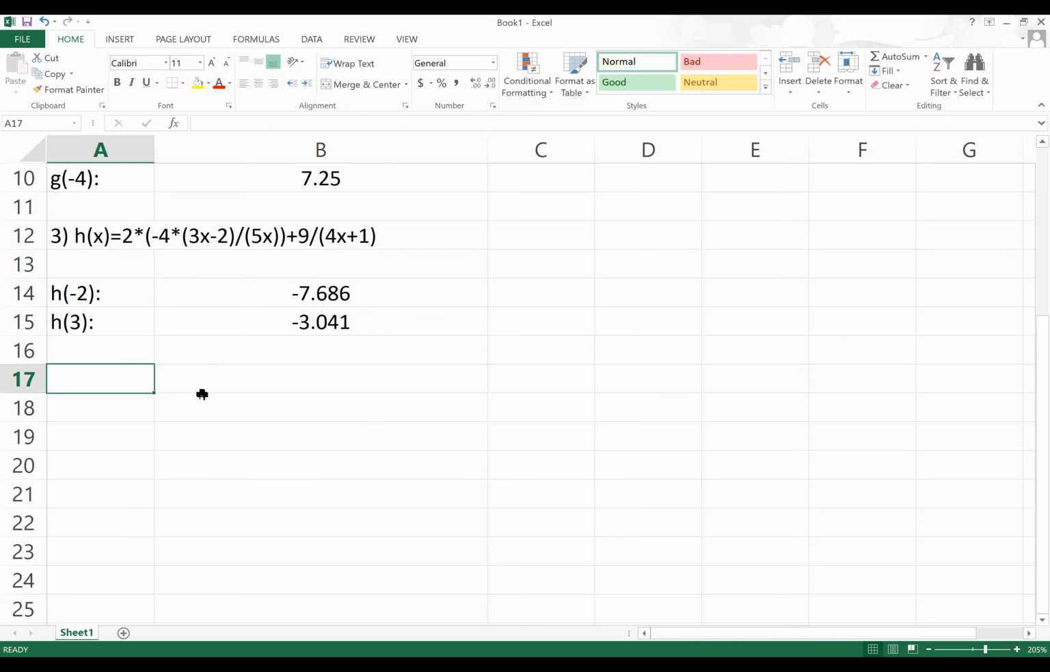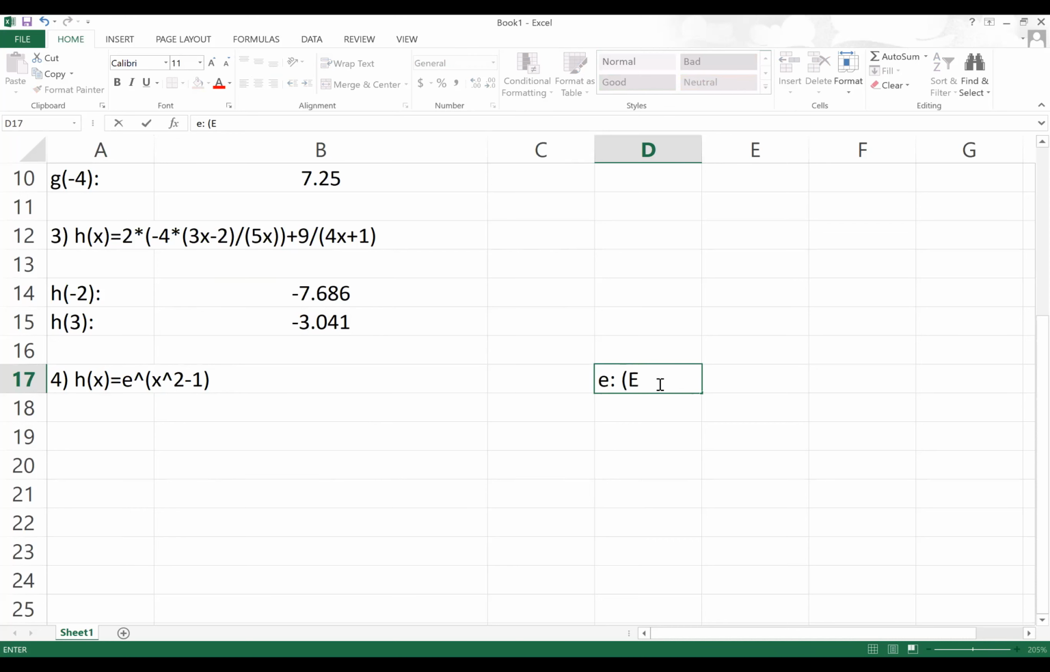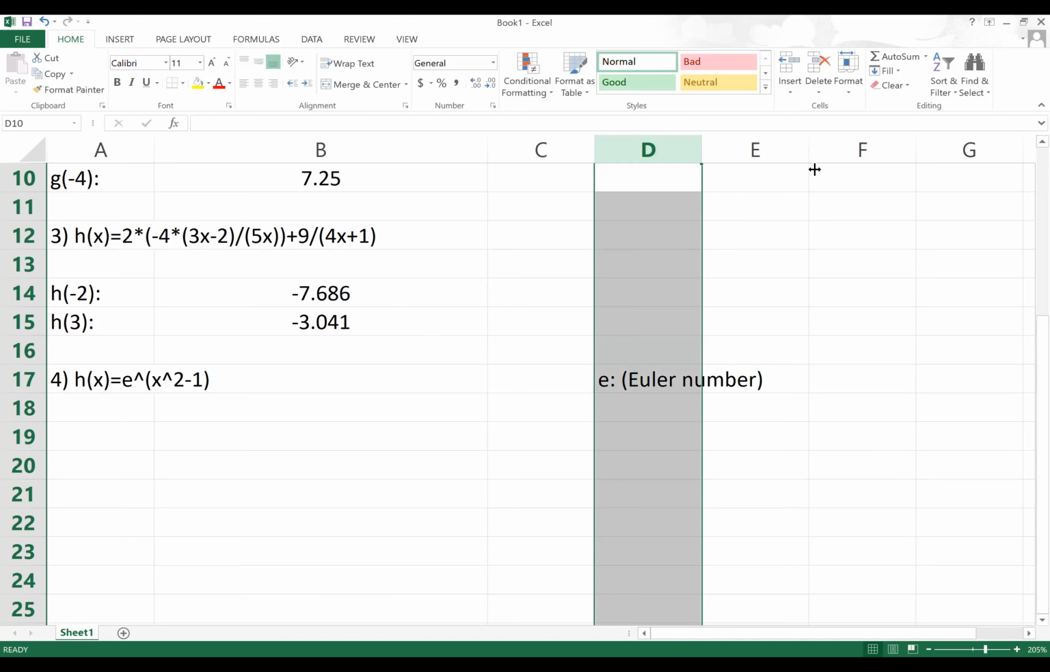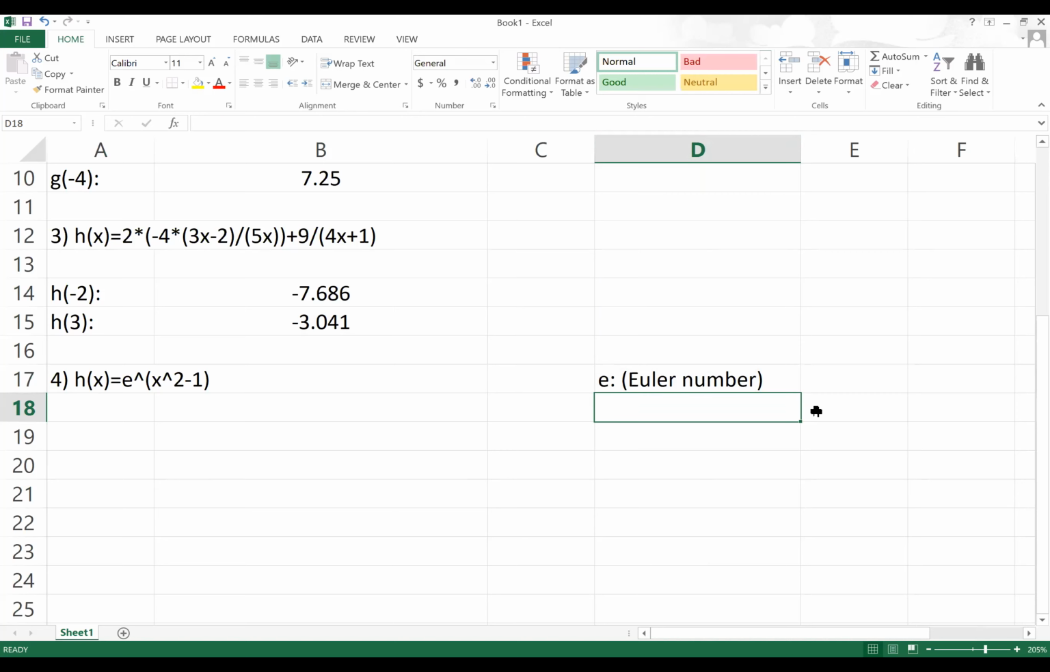So now we move on to exponents. Okay, this one is an exponent with the base e. So this is e raised to x squared minus one. Okay, and e is, let me just do a quick explanation on e. It's an irrational number. It's named after the Swiss mathematician Euler, right? So this is the name of a mathematician. And e is approximately equal to 2.718, right? And then it has infinitely many decimal places.